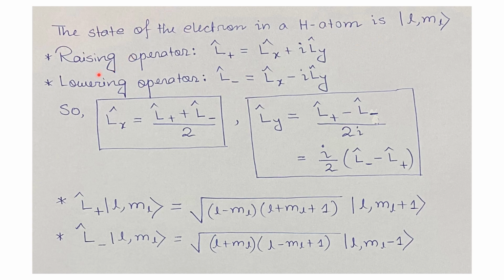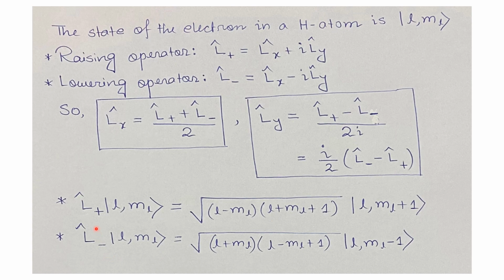Now we define the raising operator as L plus cap equals Lx cap plus i Ly cap, and the lowering operator is L minus cap equals Lx cap minus i Ly cap. In terms of this raising operator and lowering operator, we can represent our Lx cap and Ly cap. So Lx cap will be L plus cap plus L minus cap divided by 2. Ly cap is L plus cap minus L minus cap divided by 2i. So it will be i by 2 times L minus cap minus L plus cap.